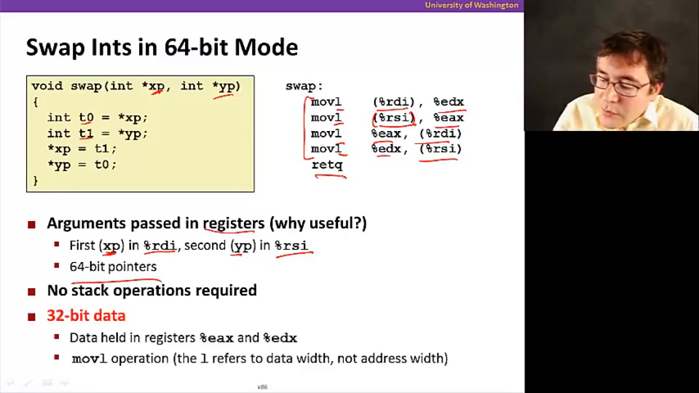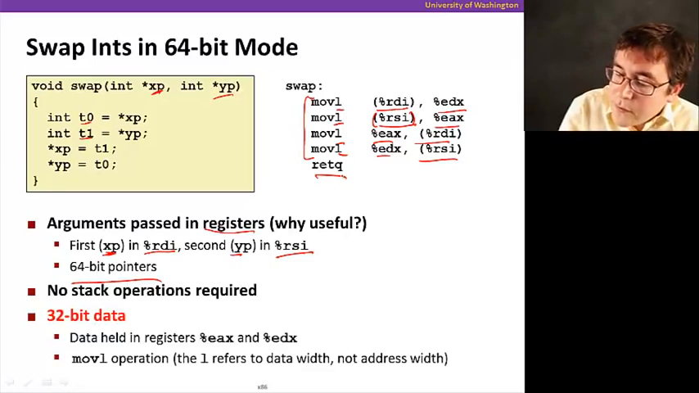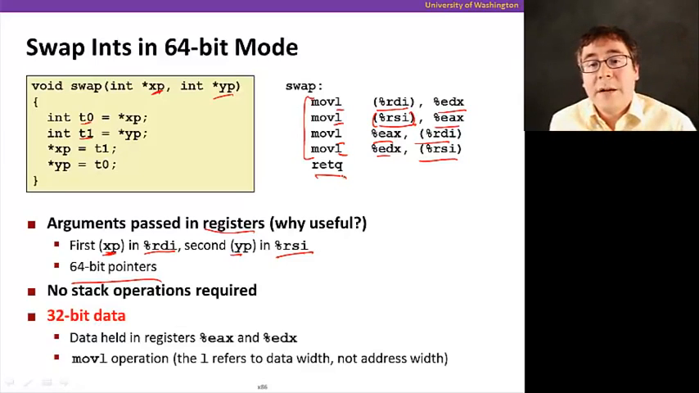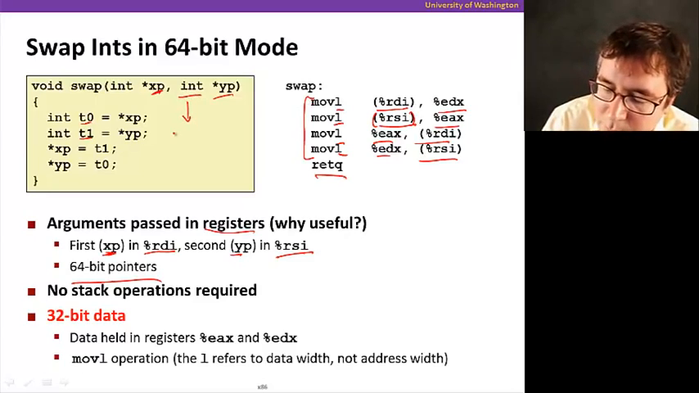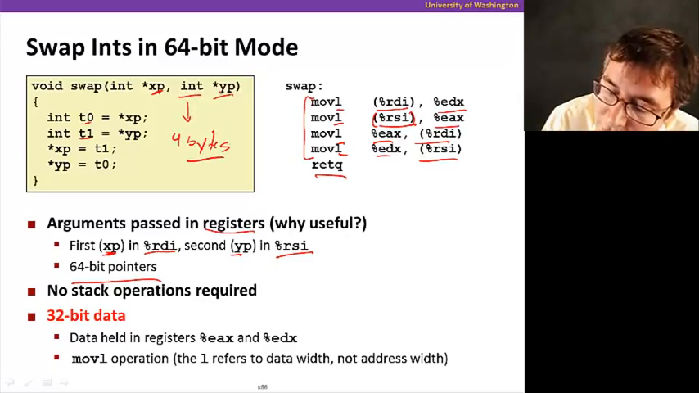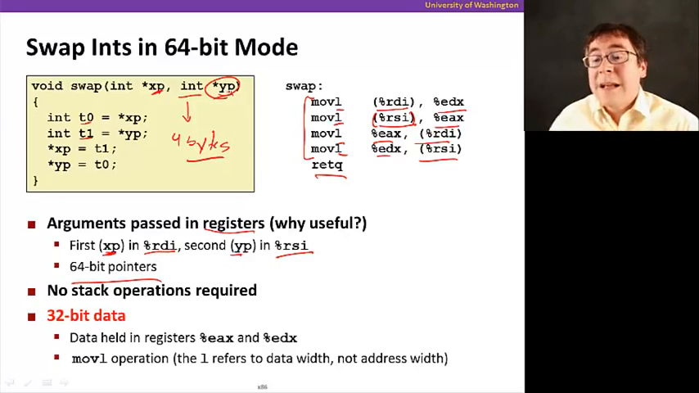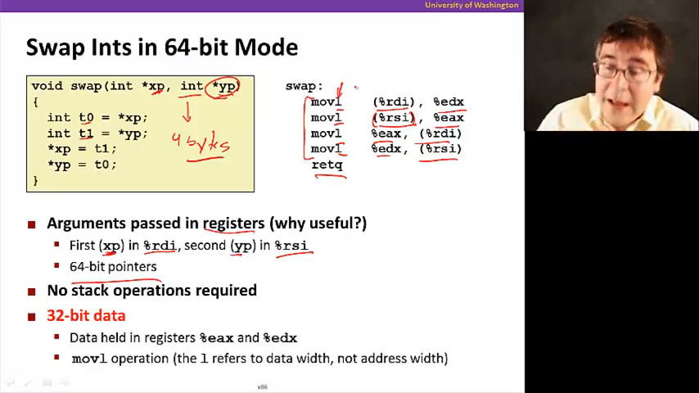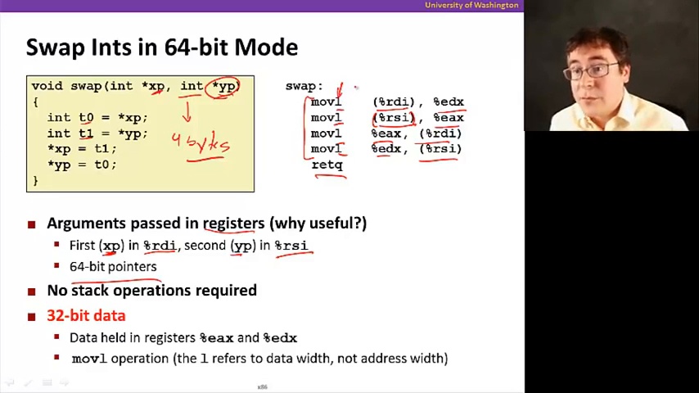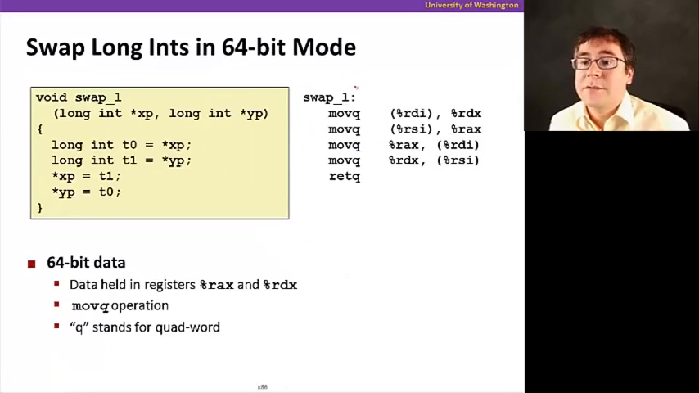Note that we still moved 32 bits worth of data. Why is that? Because this integer happens to be 4 bytes long. Even though the pointer itself is 64 bits, the unit of data that it points to is a 4-byte integer. And we also used movl still because we're moving 4 bytes worth of data. We're still using the same type of instructions.